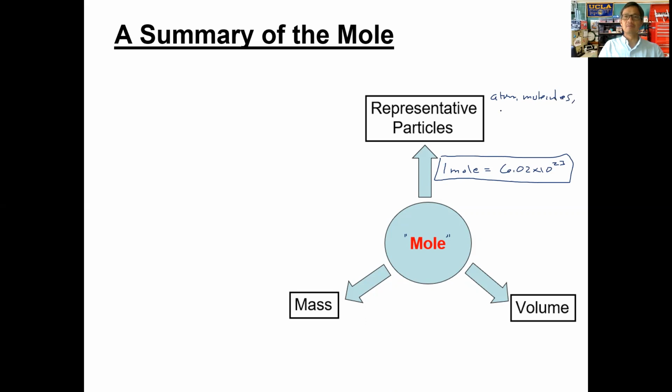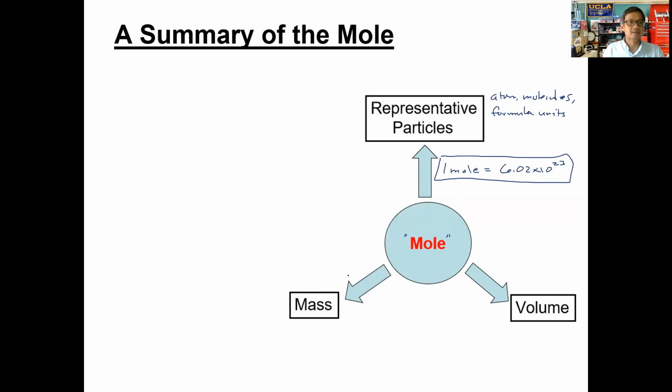the particles, the formula units. So essentially all of the very small particles that we have to deal with in chemistry. So that's what these representative particles are. And so we can convert between moles and representative particles, or go back in the other direction. We can flip that arrow around and go back in the other direction by taking advantage of this relationship right here.